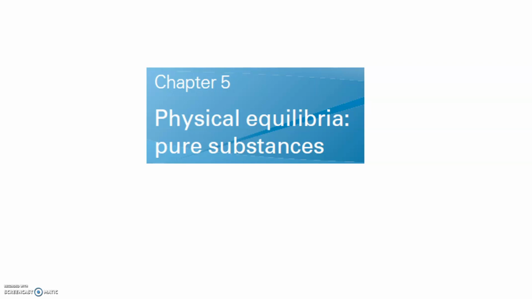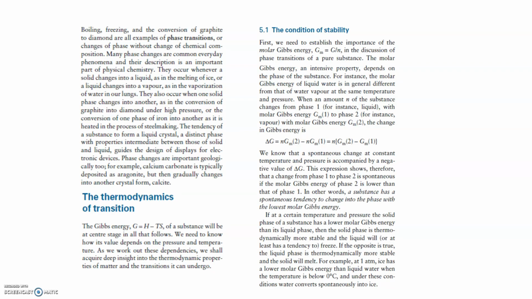Hello, welcome to Chapter 5, which will cover physical equilibria of pure substances. So, boiling, freezing, and the conversion of graphite to diamond are all examples of phase transitions, which will be the topic of this chapter, which are changes of phase without change of chemical composition.